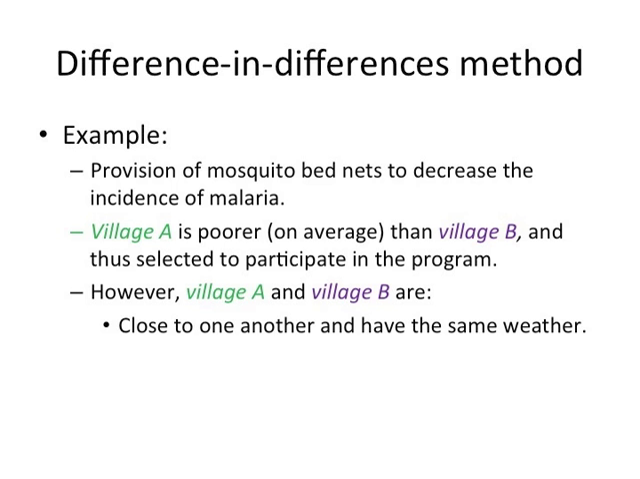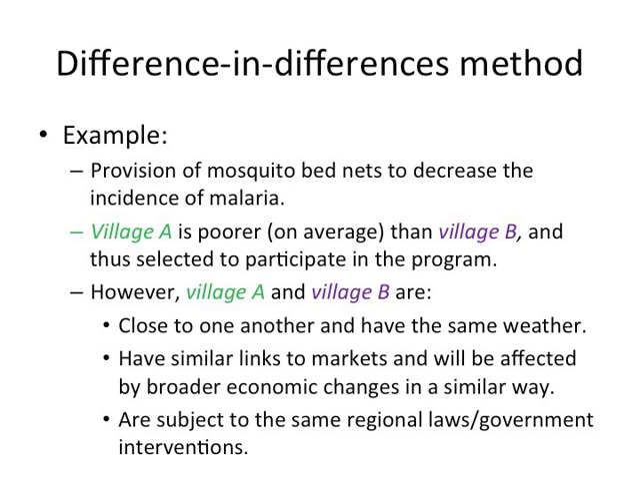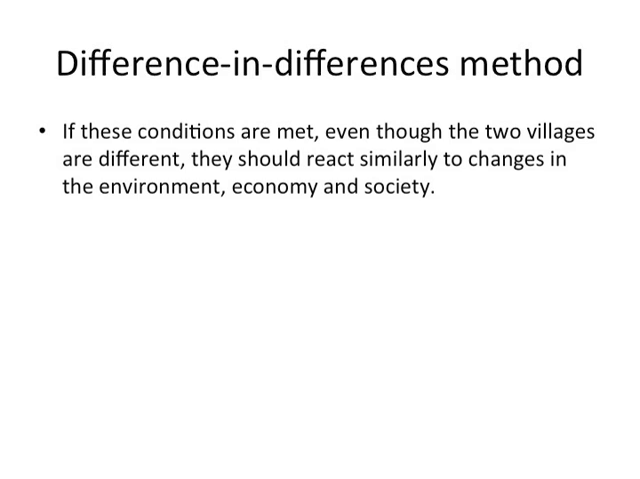However, both villages are in the same area and they experience the same weather. They're also economically similar enough that if there is a change in the price of goods bought and sold by residents of 2 villages, then residents of both villages will be affected similarly. Also, both villages should be affected by government programs in a similar way. If this is the case, then we can assume that both villages will react to changes in environment, economy, and society similarly.